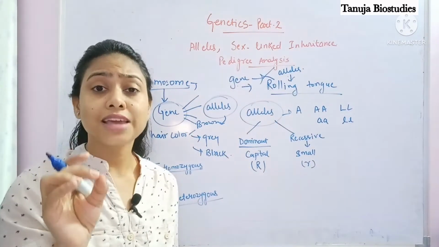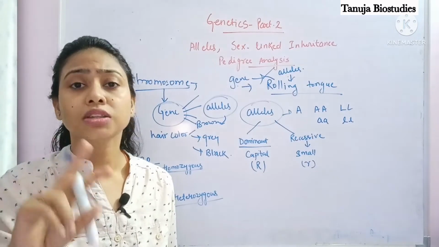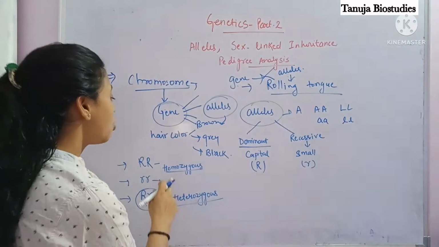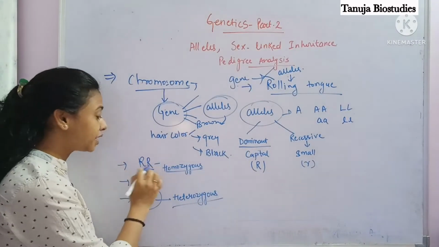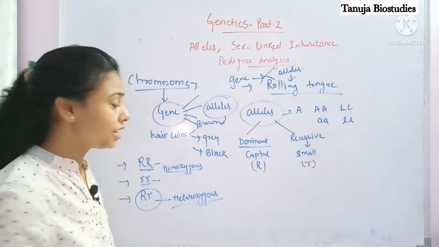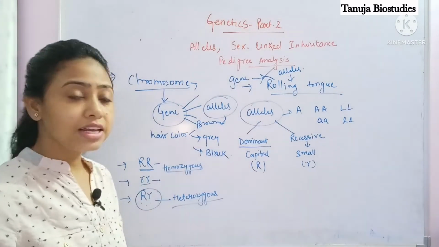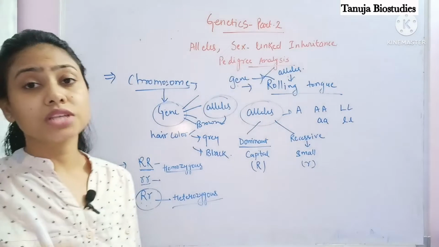Don't get confused with homologous. Homologous means the same loci, the same position on two homologous chromosomes. And homozygous means the alleles are the same, whether it is capital R or small r. If they are the same allele, they are called homozygous alleles. If one is capital and one is small, it is called a heterozygous allele.